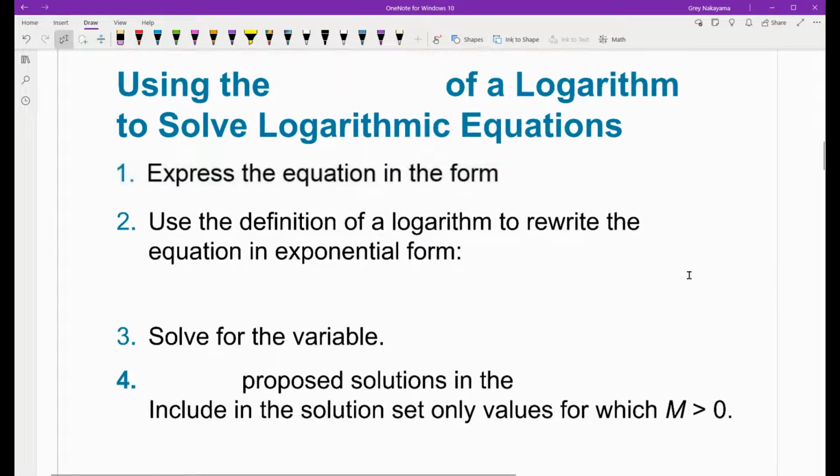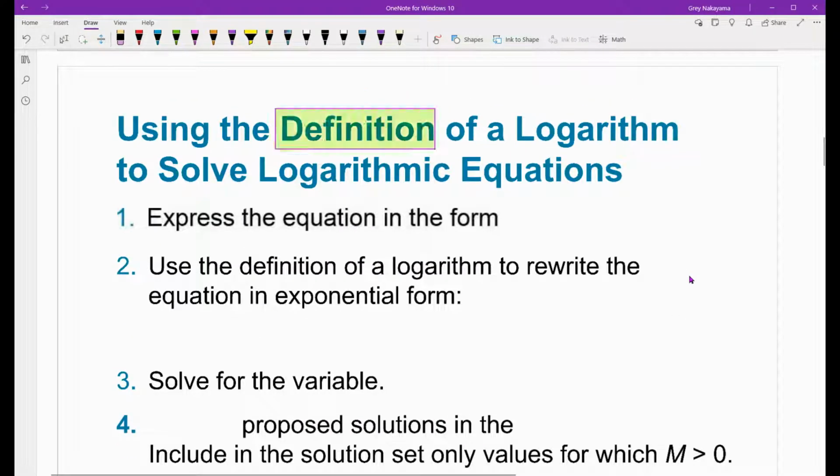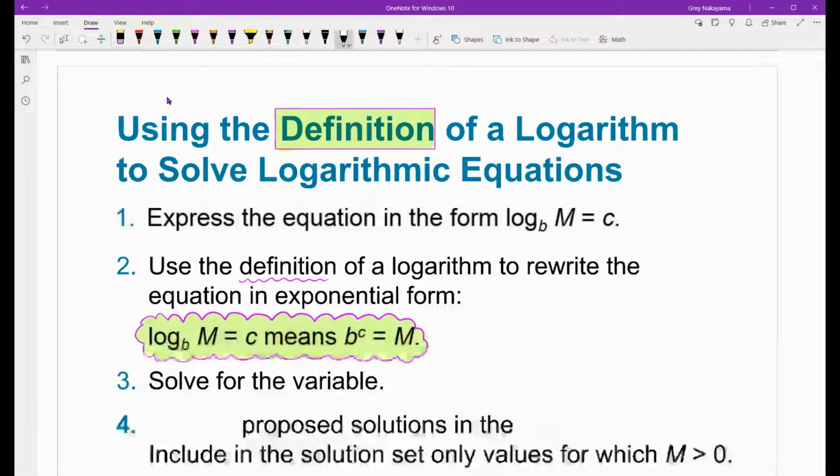Okay, so first and foremost, using the definition of a log. First off, when you do that, you're going to express your equation as the log on one side and the number on the other. Then, applying the definition, we have log base b of m equals c if b to the c equals m. This is that little kick out that we keep talking about. b raised to the c equals m. That's what's going on in this case. Then you're going to solve for the variable.